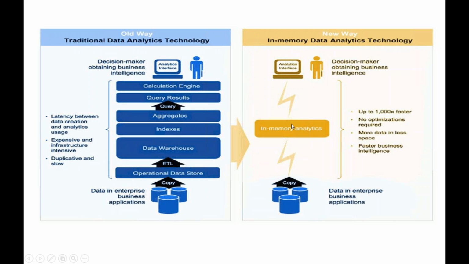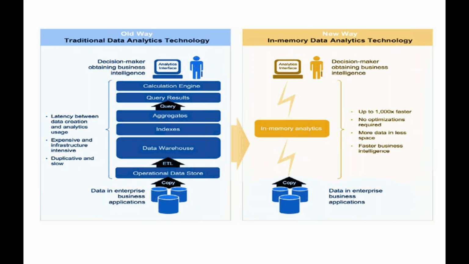And since the data is here and it is in memory, it runs up to 1000 times faster compared with your traditional old system. This is one of the biggest advantages of running HANA in your enterprise. This is a major difference between your old systems and your HANA system, right? This is the reason why customers are looking for HANA now.